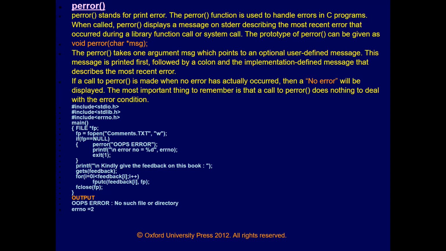So what happens in perror? perror means print error. In the C library it is used to handle errors by printing a message describing the most recent error that occurred during a library function call or system call. This is the prototype. It takes an optional user-defined message that is printed first, followed by a colon and the implementation-defined message describing the most recent error. If it is called when no error has occurred, it displays no error.